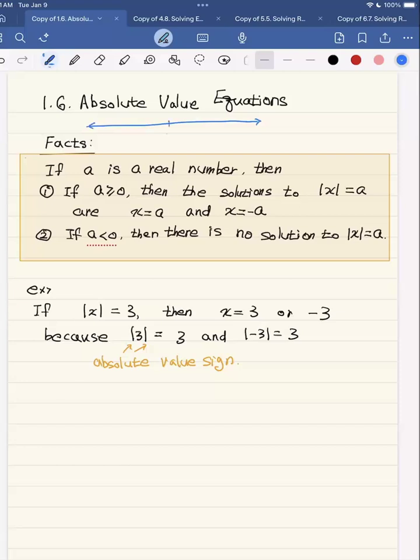This is a number line. Here is 0. We want to consider the absolute value of 2. This is not 121. This is the absolute value of 2. Then that's 2. Why? The distance between 0 and that number is 2. We can say something similar when we consider the absolute value of minus 2.